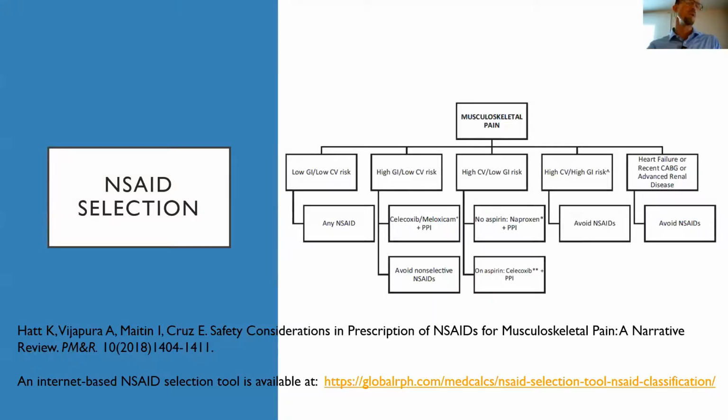They suggest that for patients with musculoskeletal pain who have low GI risk and low CV risk, you can use any NSAID. There's no contraindication. Obviously they're not talking about renal; maybe the patient has a renal contraindication. But just in terms of the GI and cardiovascular, if they're not at risk, you can use any NSAID. If they're high GI but low cardiovascular, you can try to steer them towards celecoxib or meloxicam, because those are going to be lower risk for the gut, not necessarily the heart. You also might want to consider adding a PPI.